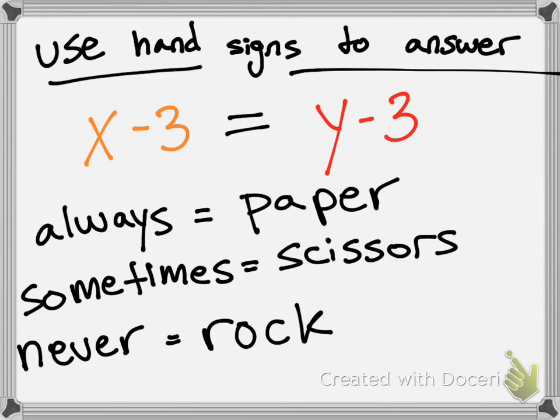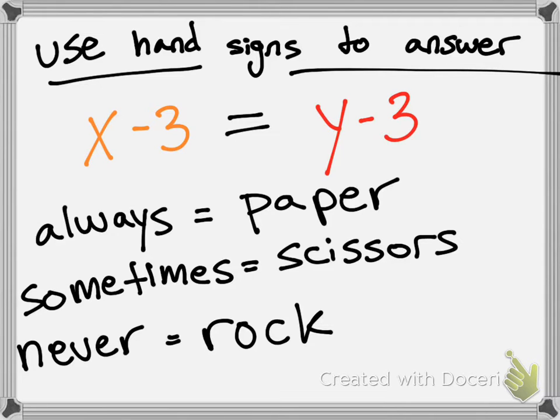So, I want one more question from you. We're going to use hand signs to answer this. So, this is an expression. The expression says x minus 3 is equal to y minus 3. And you're going to tell me, is that the case always? Is that the case sometimes? Or is that the case never? So I want you to think about it, and then I'm going to ask you to raise your hands. We're going to do our hand signals.